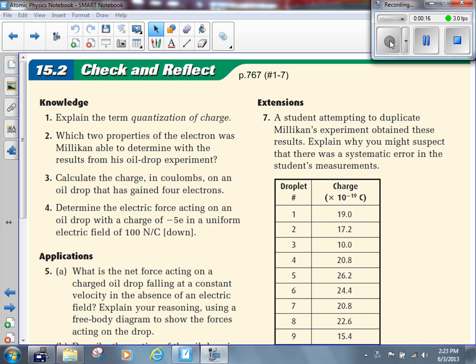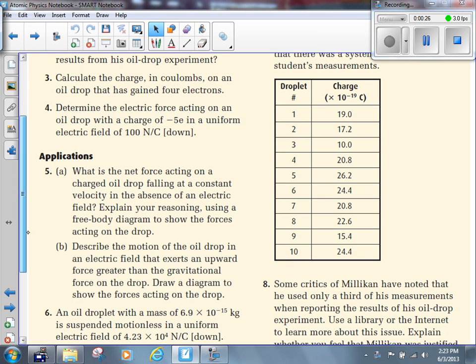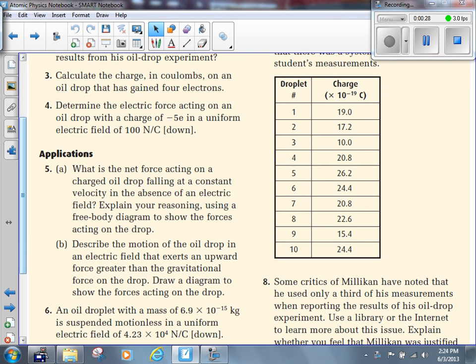Any issues with 767, number 1 to 7? All of these are on Millikan's oil drop experiment, right? Any issues with those questions? 5B? Let's take a look at the whole thing, number 5. Okay, while we're at it, as well. Put it in context. Any others? Just 5? All right.